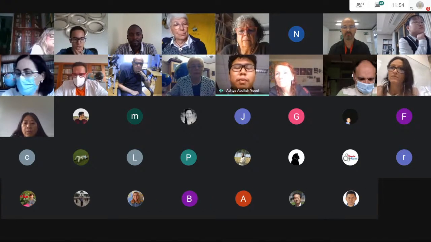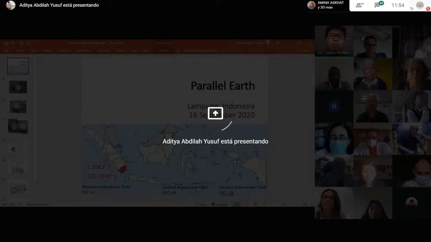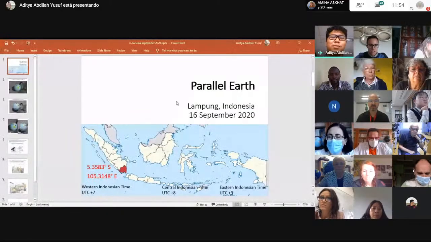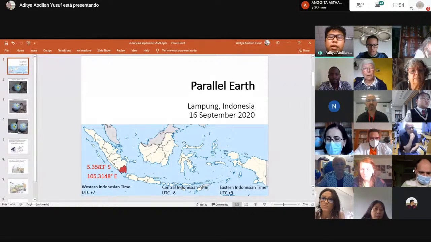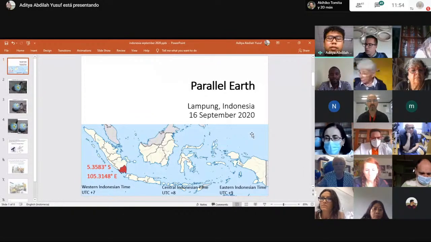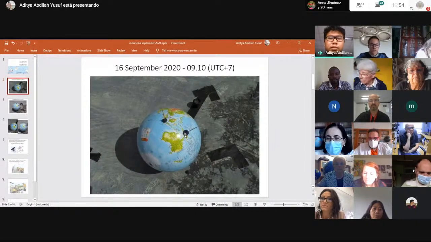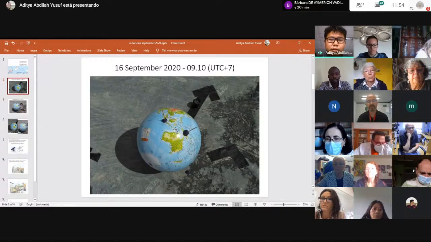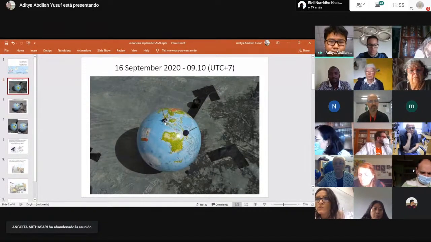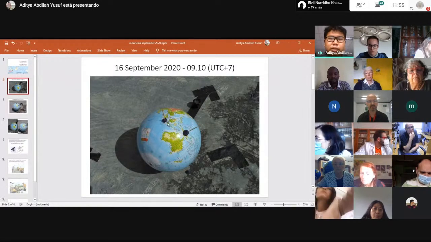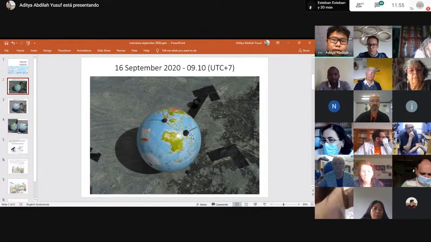I want to share about the parallel experiment with you, to explain to the students about the time zones in Indonesia. We know that in Indonesia we have three different time zones: the Western, Central, and the Eastern. For the first experiment, we use two gnomons with a stick. The first stick is in Lampung, and the second stick is in Eastern Indonesia, in Jayapura.